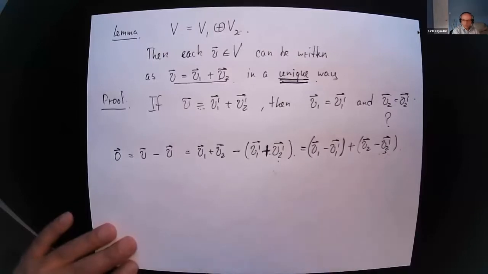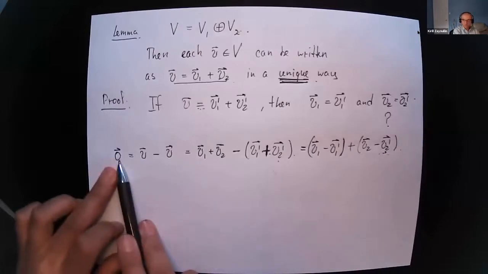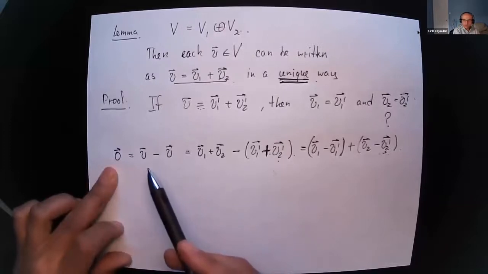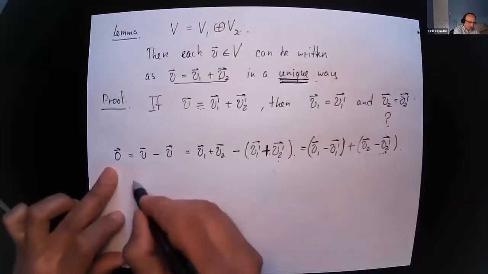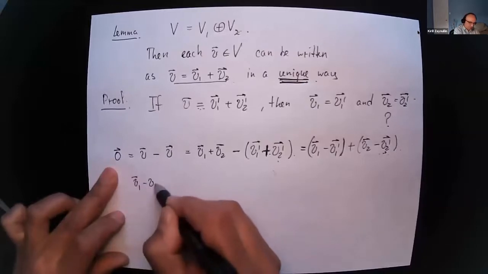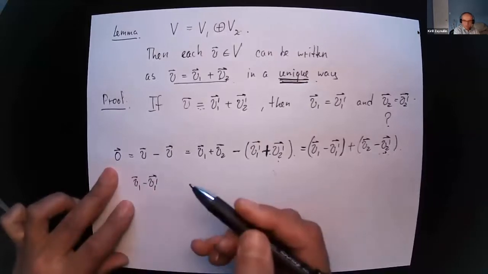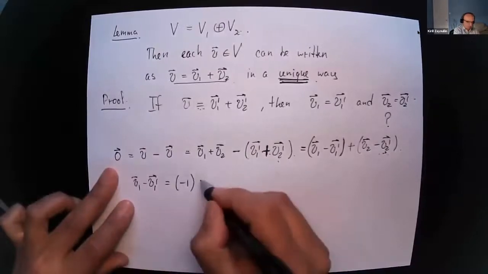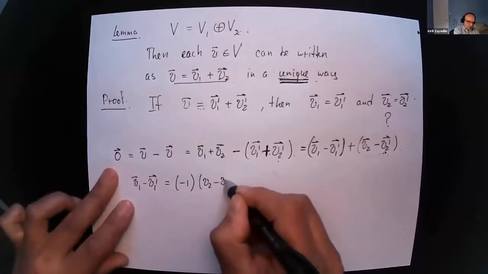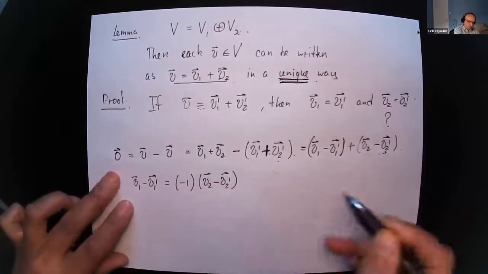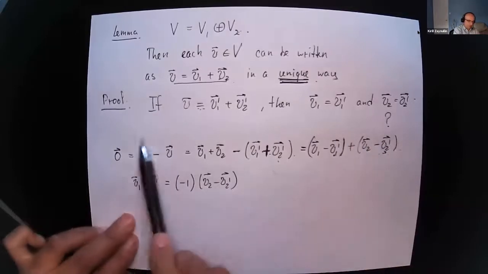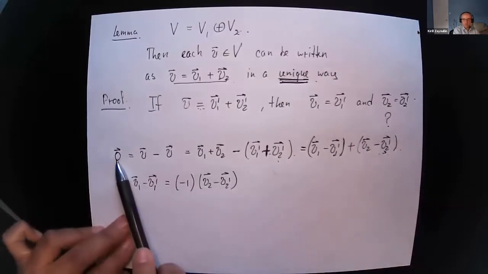So what do we see here? We see that we can express this V1 minus V1 prime as minus 1 times V2 minus V2 prime. We can just move this bracket to the left-hand side with a minus.